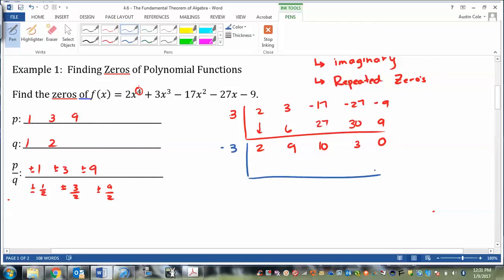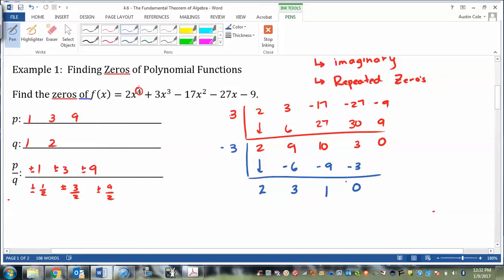I'm going to pick another 0, and I'm going to synthetically divide again, because I can't factor that yet. Okay, we want to keep going until we can factor it. So I'm going to bring down my 2, multiply to get negative 6, add to get 3, multiply to get negative 9, and add to get 1, multiply to get negative 3, and add to get 0.